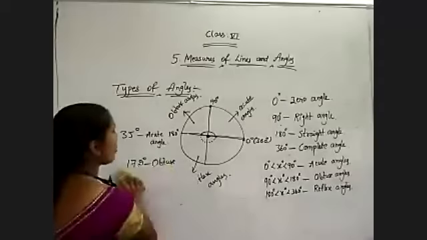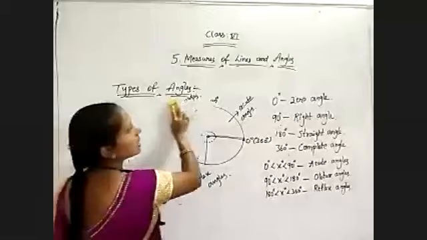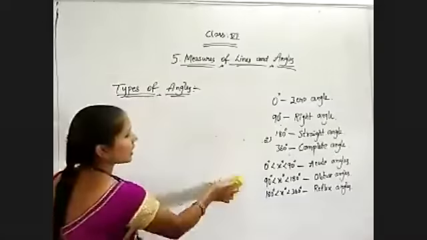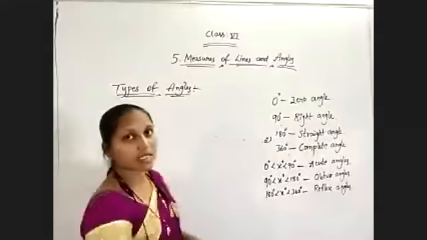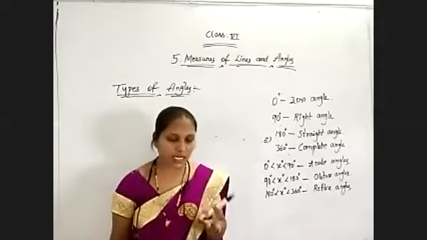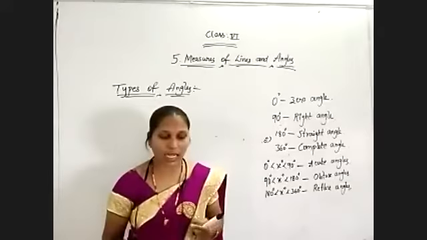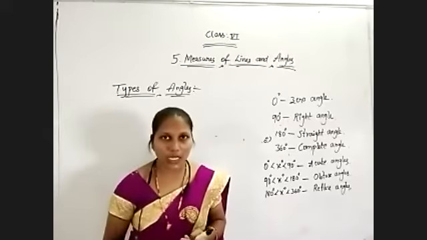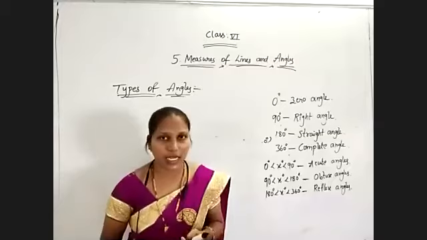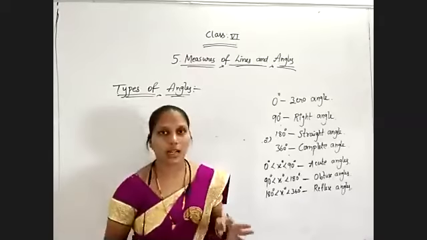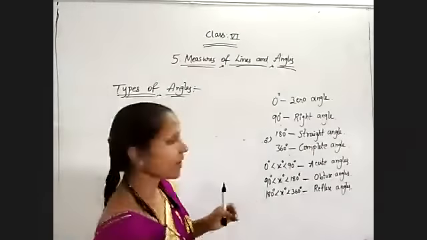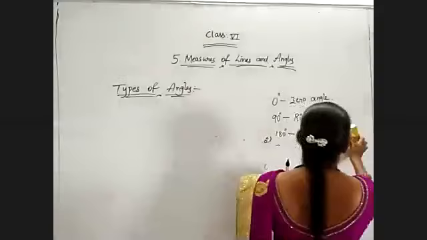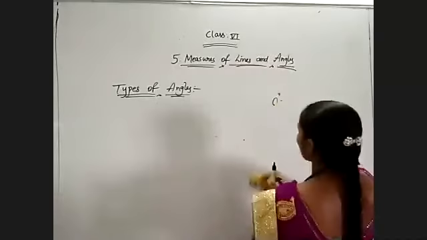Now, how many types of angles are there? Total 7 types. 0° is zero angle, 90 degrees is right angle, 180 is straight angle, and 360 is complete angle. Angles between 0 to 90 are acute angles, 90 to 180 are obtuse angles, and 180 to 360 are reflex angles. These are the 7 types of angles. When measures are given, then we are able to decide which type of angles those are.